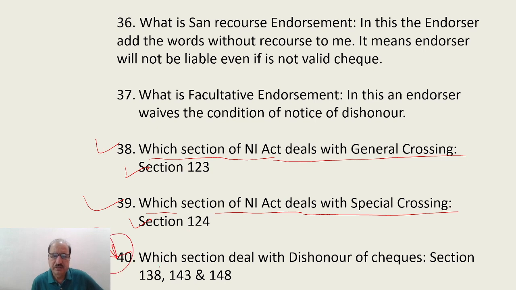Very important. Which section deals with dishonor of checks? If a check is dishonored, which section of the Negotiable Instruments Act applies? Section 138 mainly, then 143 and 148. 143 and 148 were recently amended. Recently amended, so this is very important.